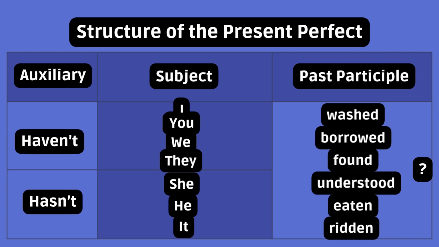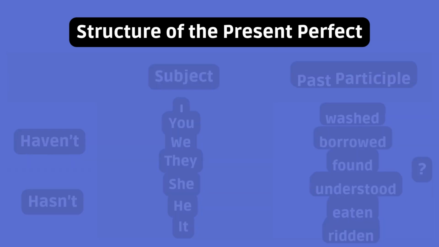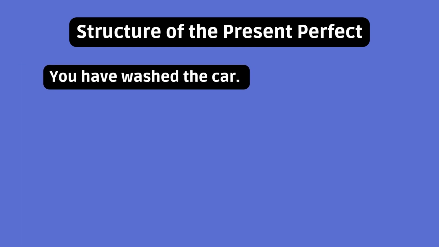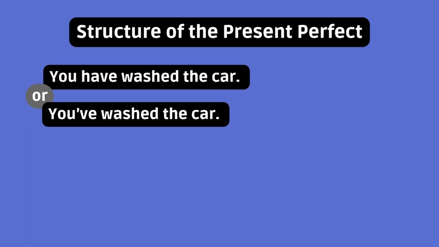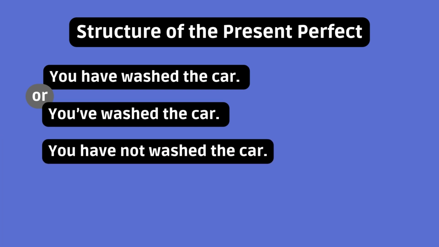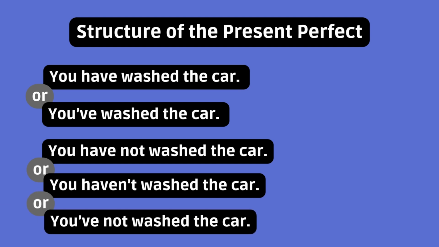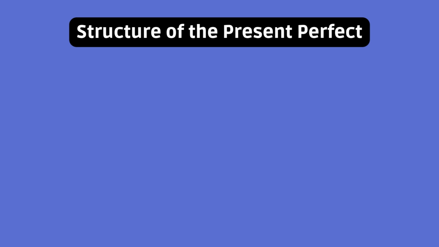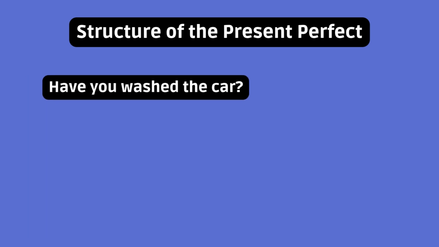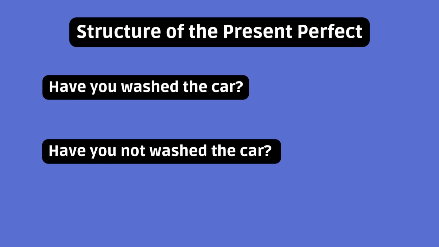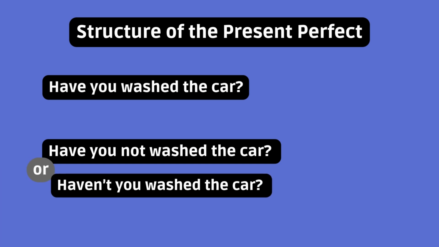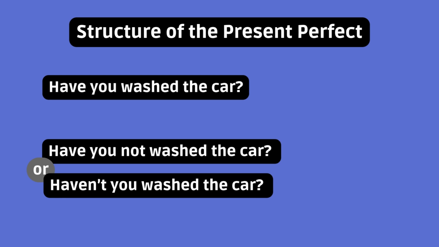In short, the different forms give us you have washed the car, or you've washed the car. You have not washed the car, or you haven't washed the car, or you've not washed the car. Have you washed the car? Have you not washed the car? Or haven't you washed the car?